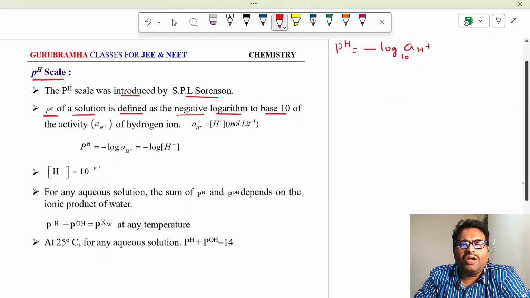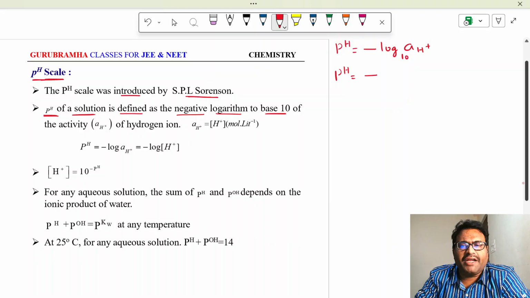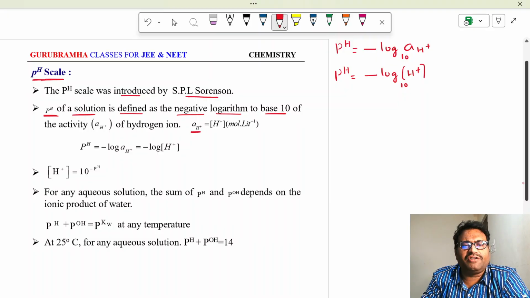The other way of representing pH is pH is equal to minus log H plus ion concentration, base 10. In simple language, P means power and H means hydrogen ion, so pH is the power of hydrogen ion. Here the activity of hydrogen means H plus ion concentration expressed in moles per liter.